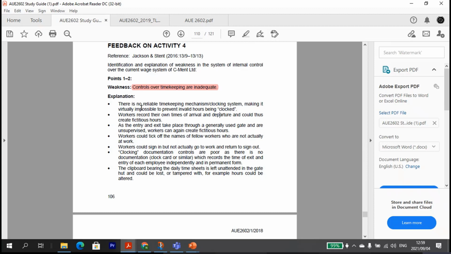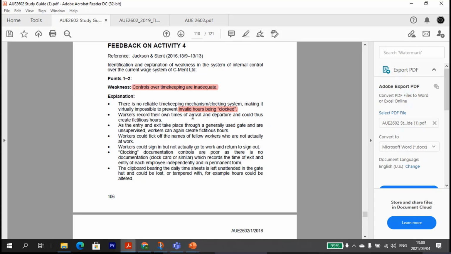There's no reliable timekeeping mechanism, making it impossible to prevent invalid hours. Here there's another thing that I want us to be aware of: when they explain why there's inadequate timekeeping, they mention the issue, and if you could see, they also mention the risk. I hope you guys are following what I'm saying. So the issue is that there's no reliable timekeeping mechanism. You have to ask yourself, okay, so what? This makes it impossible to prevent invalid working hours being clocked.